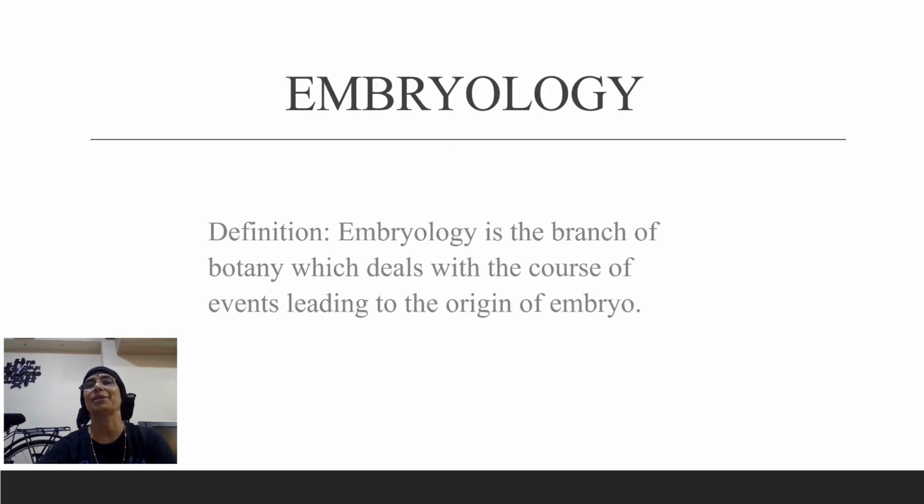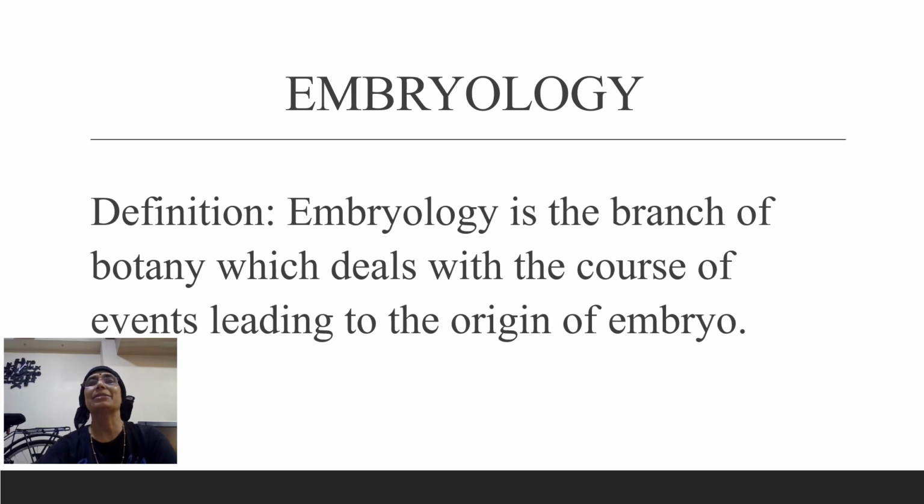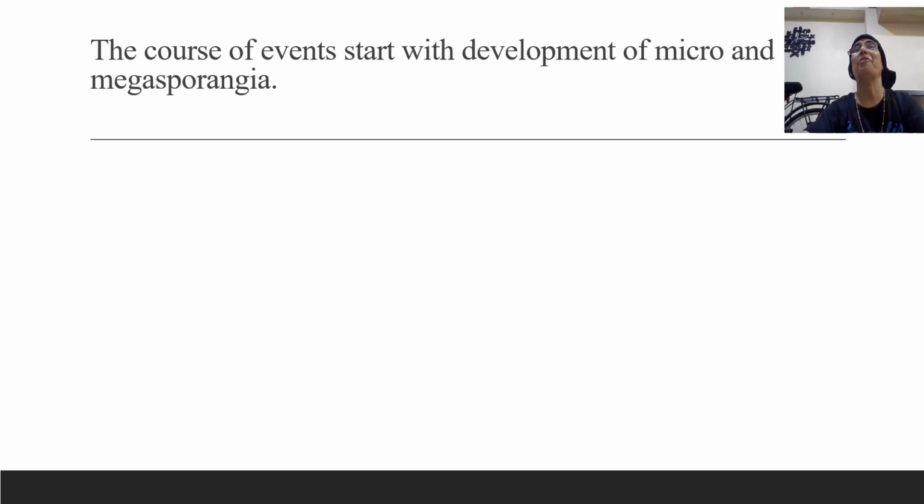The definition of embryology. We know that embryo, we are talking something about the embryo. Now let us talk about the definition of embryology. It is the branch of botany which deals with the course of events leading to the origin of embryo. For the development of the embryo, the course of events start with the development of micro and megasporangia.